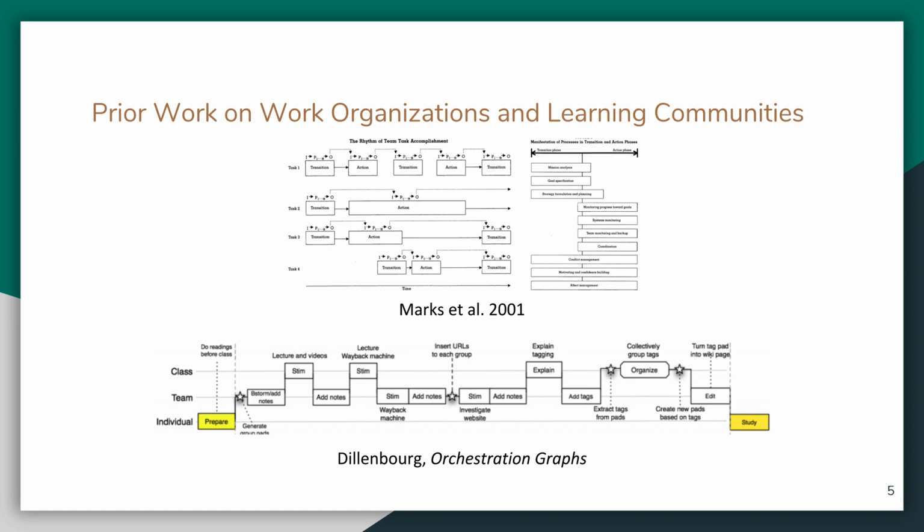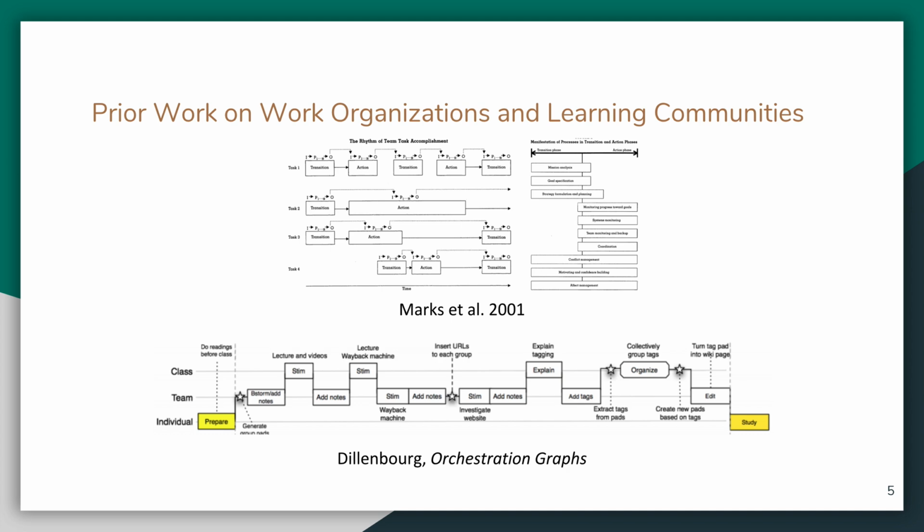But this is quite limited because it's really only showing what's happening for one task overall, and it's not talking about how different pieces of the community are being used. Dillenbourg gets a little bit closer to that by showing how in a classroom setting, you can have things done by the individual, for example doing readings before class, but also things that teams of students do in class, and things the class as a whole does. But here what's different is that everyone in the classroom setting is working on the same task.